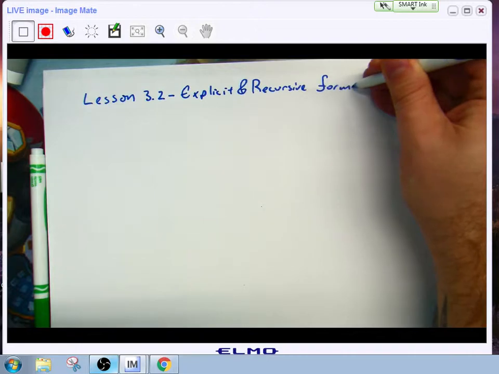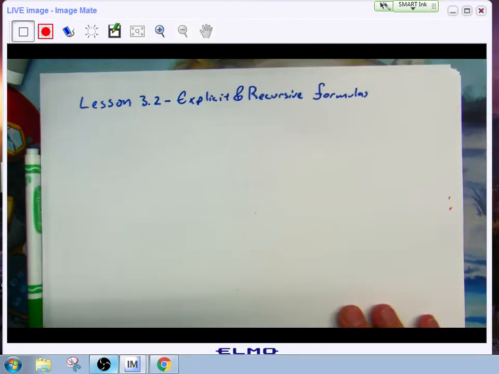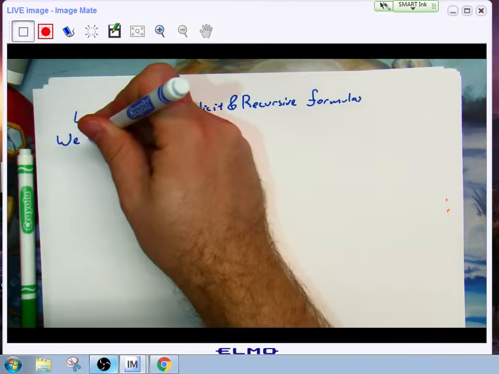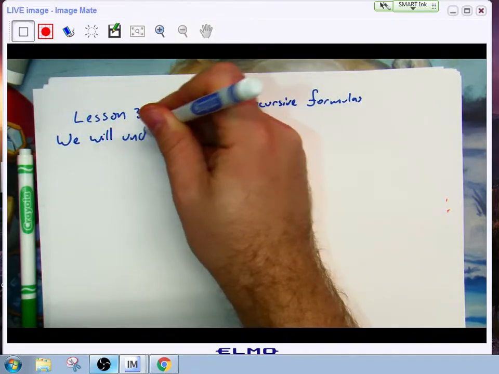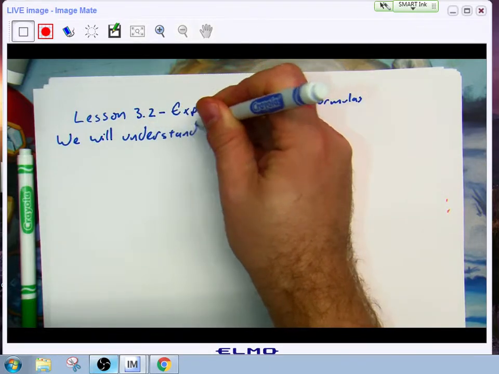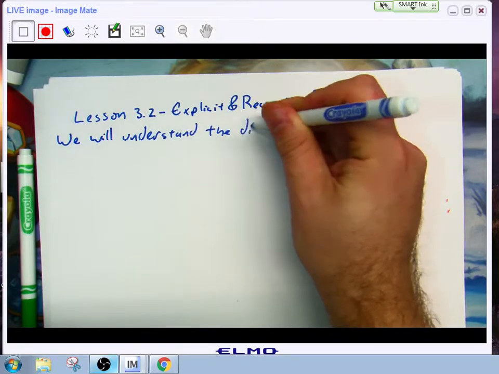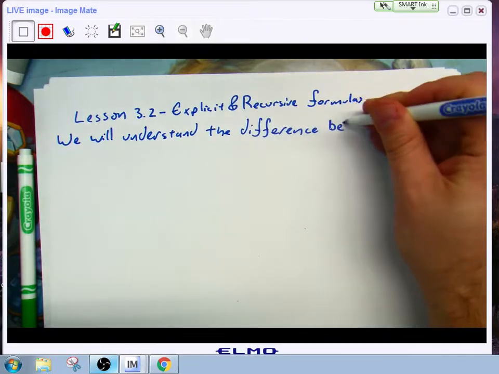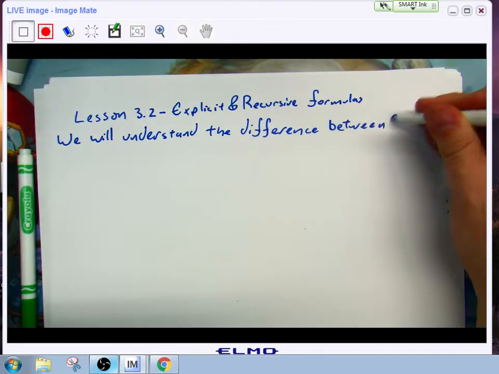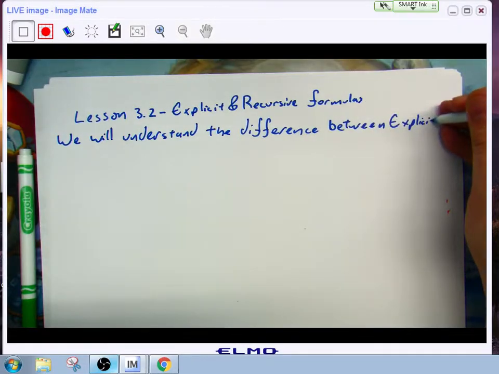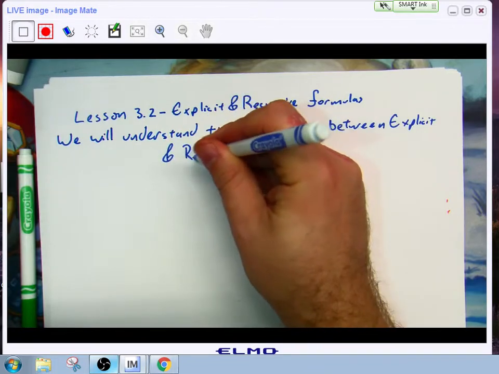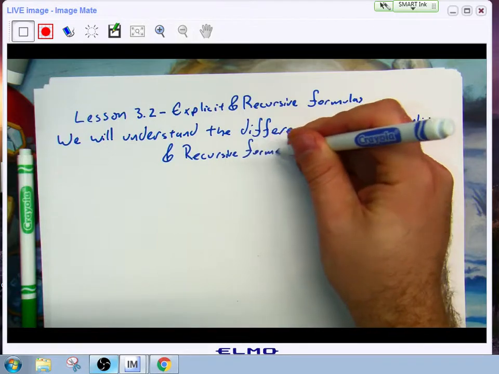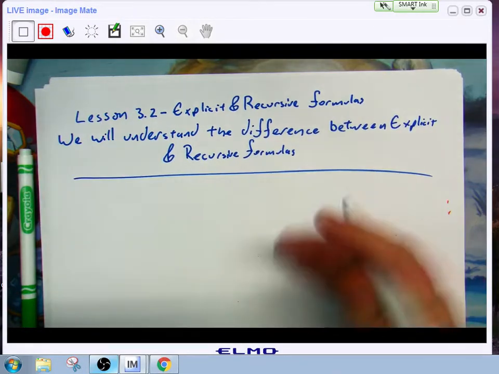formulas. Formulas, okay? And our goal today, it's written on the board, but I'm going to write it down here as well. Our goal today is we will understand the difference between them, between explicit and recursive formulas. All right, cool. This is our major goal here.